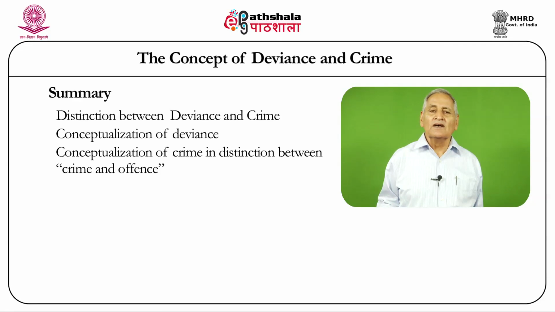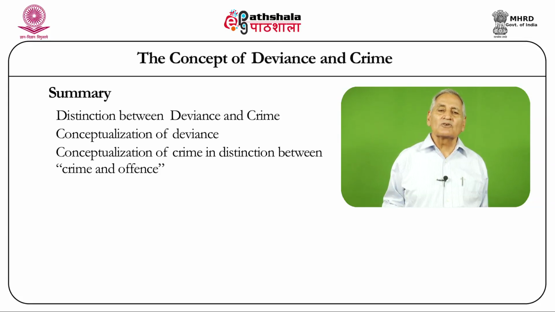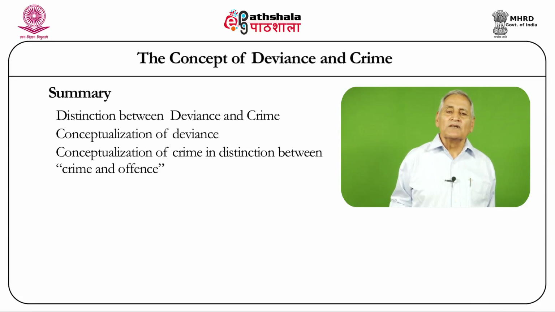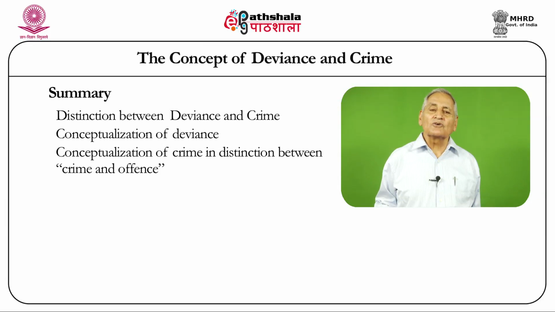Similarly, the Code of Criminal Procedure divides offenses into two categories, cognizable offenses and non-cognizable offenses. Cognizable offenses are those for which there can be arrest without warrant, and non-cognizable offenses are those for which there can be arrest only after a magistrate has issued a warrant. Similarly, they have made a distinction between bailable offenses and non-bailable offenses. Bailable offenses are less serious offenses, and non-bailable offenses are more serious offenses in which bail is given very restrictedly. Therefore, the law makes a clear distinction between a crime and an offense.